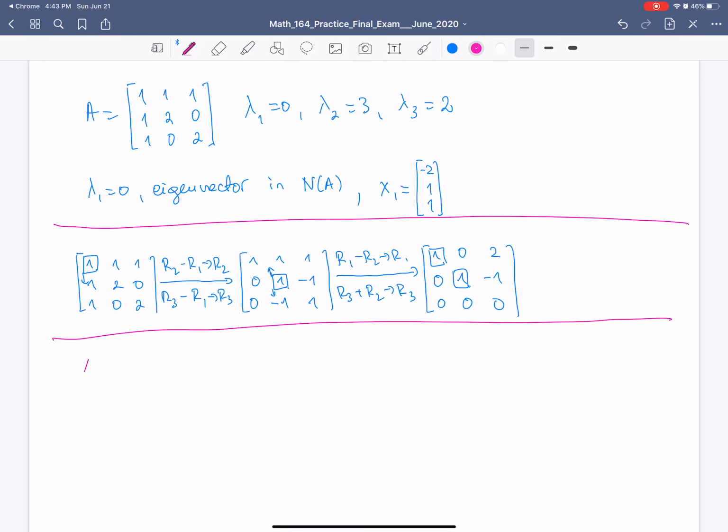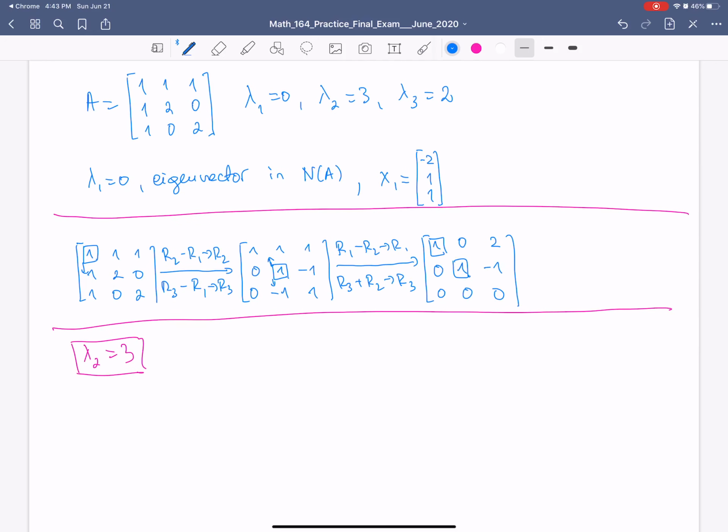All right, now what about lambda 2 equal to 3? So this is the second eigenvalue. I'm going to switch to blue. So the eigenvector is now in the null space of A minus 3 times the identity. So what is A minus 3 times I? I have to subtract a 3 along the diagonal, so I'm going to have negative 2, 1, 1, 1, negative 1, 0, 1, 0, negative 1.